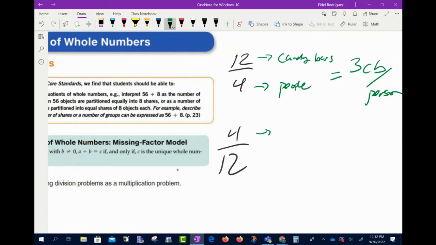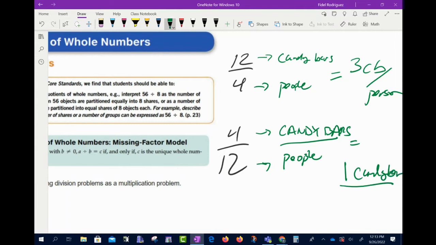Now, if I do it this way, that means that there's 4 candy bars, right? But there's now 12 people. And if I were to reduce this fraction, and I know in elementary school we talk about fractions, we haven't talked about it yet, but we know what fractions are, that would tell me that there's 1 candy bar for every 3 people, right? And that's a much different scenario. So 3 candy bars per person, right?